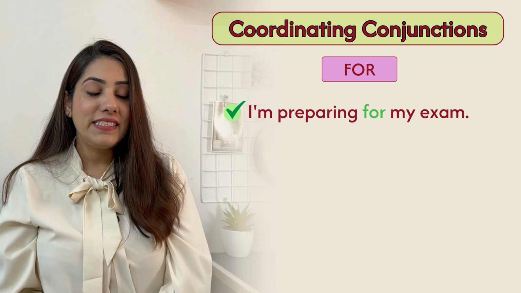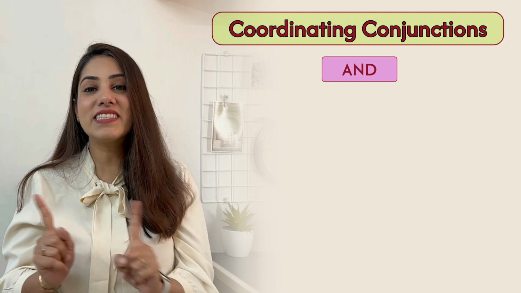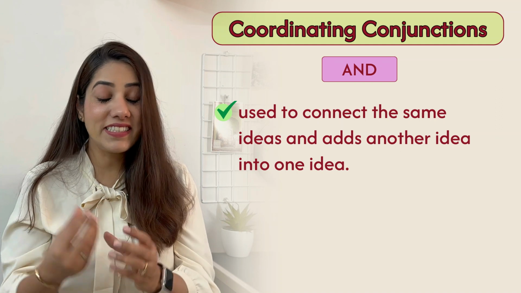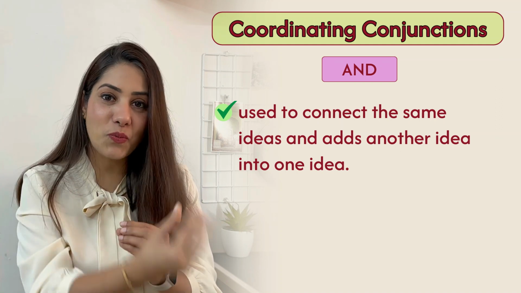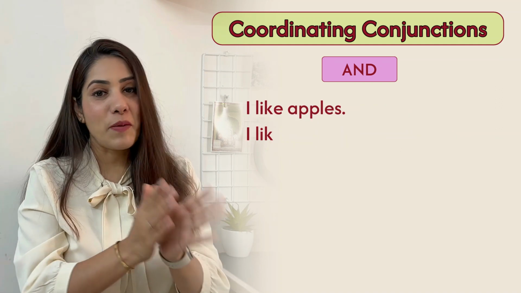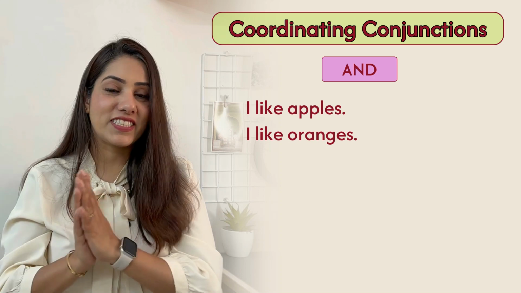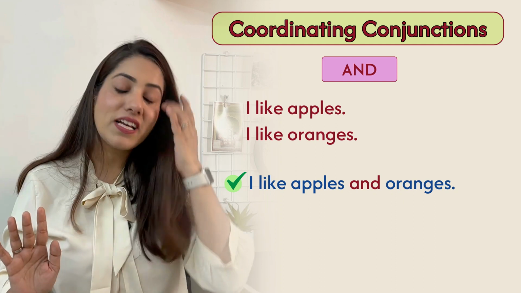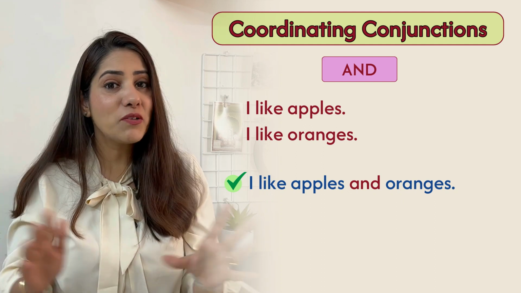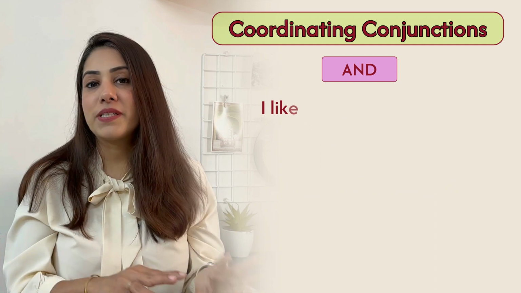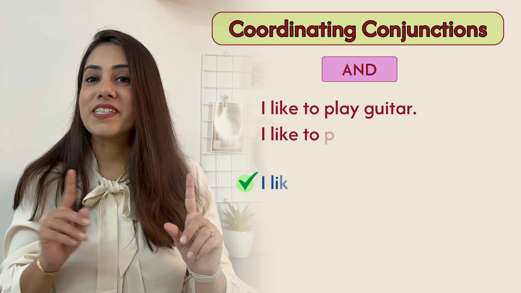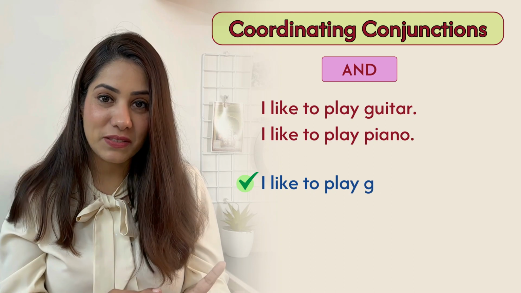Now coming to and, it is used to connect the same ideas, and it adds another idea into one idea. Say, I like apples, I like oranges. I like apples and oranges. So the ideas are similar. They are not contradictory. I like to play guitar. I like to play piano. I like to play guitar and piano.